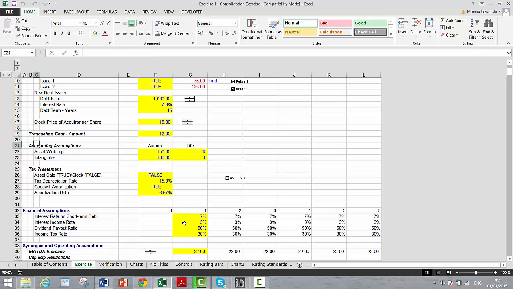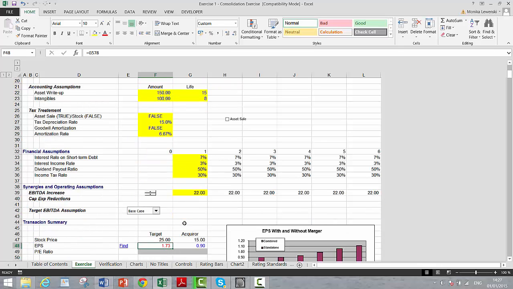We should have really put the units in here. And then we have some accounting assumptions about a write-up and some intangibles. And we should put some tax treatments in, and we're going to assume it's a tax-free exchange. Goodwill amortization, let's put it false. I don't know why. We always, of course, have an impairment study for goodwill. And then these are the financial assumptions for a combined company. Okay, we have to put some interest rates and some other stuff in here.